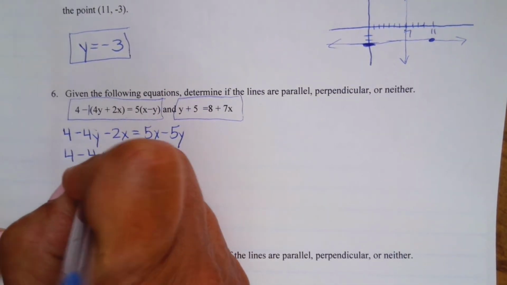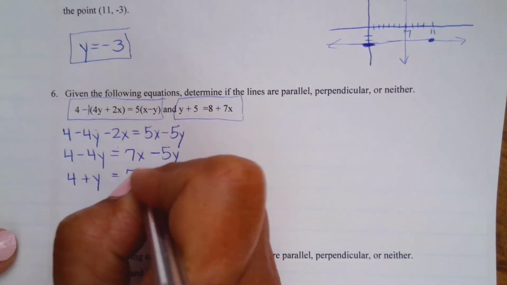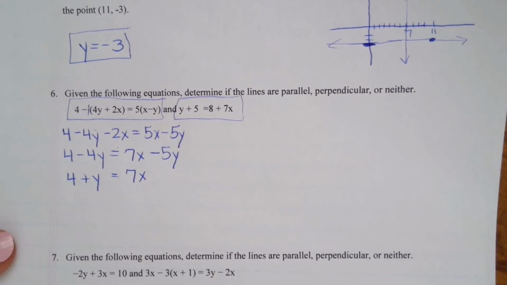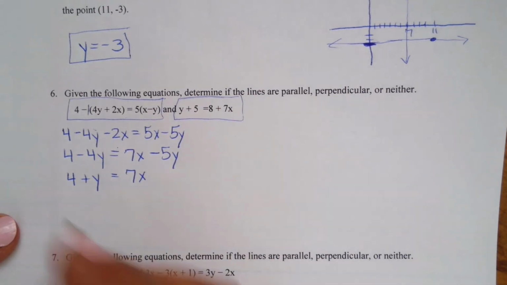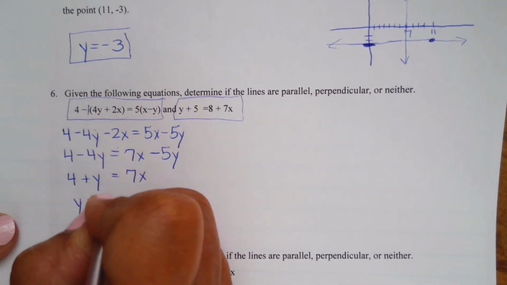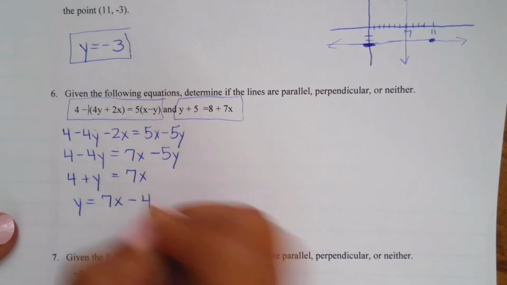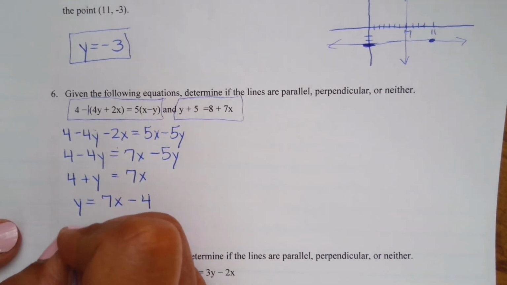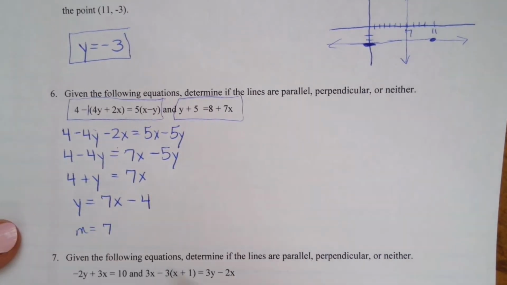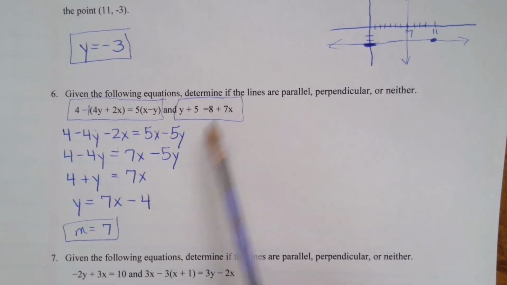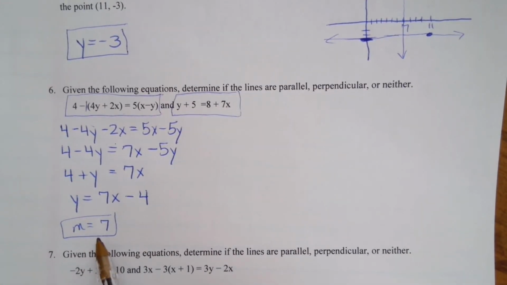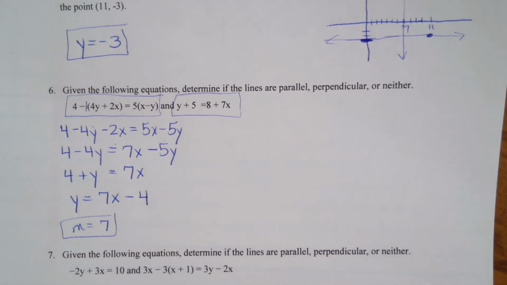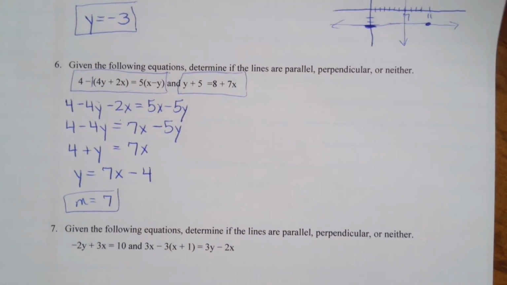So now on this side, I have 4 plus y equals 7x. And then the last thing I can do is take the 4, move it over here, it'll become negative. So y equals 7x minus 4. So that means the slope of this line is 7. Okay? So now I got to find the slope of this line and see if it's 7, then it would be parallel. If it's -1/7, then it would be perpendicular. And if it's anything other than that, it would be neither.